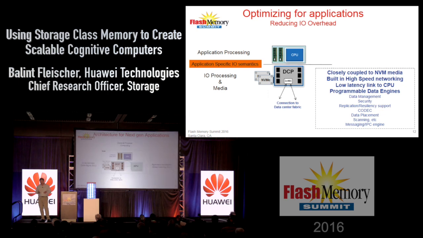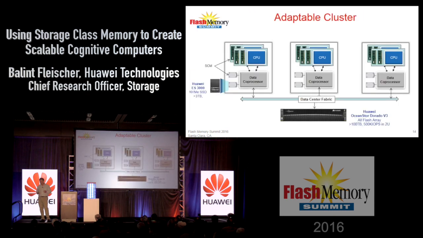So this would be the next generation node architecture. You basically have an application accelerator, a general purpose CPU, and a DCP kind of function built around the storage class memory. This is a high-level picture of the cluster, an adaptable cluster. We believe that this cluster could be usable for a lot of both compute and data-intensive applications. So it's not really optimized only for cognitive computing, precluding any other usages.